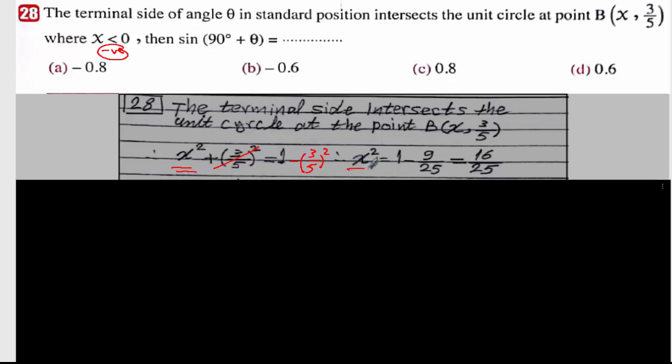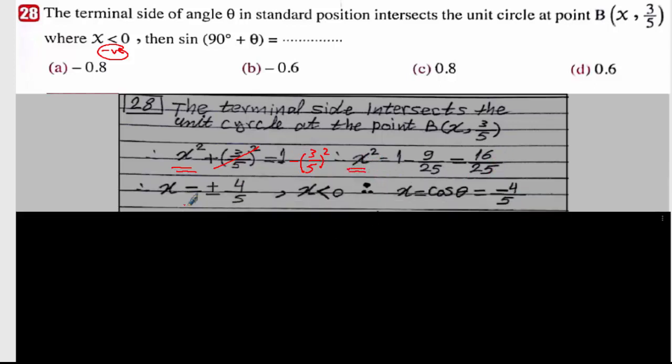Now we have x square equals 16 over 25. So x equals square root of 16 over 25, positive or negative, of course. So x equals positive or negative 4 over 5. But x is less than 0, from the given. So we choose the negative value.